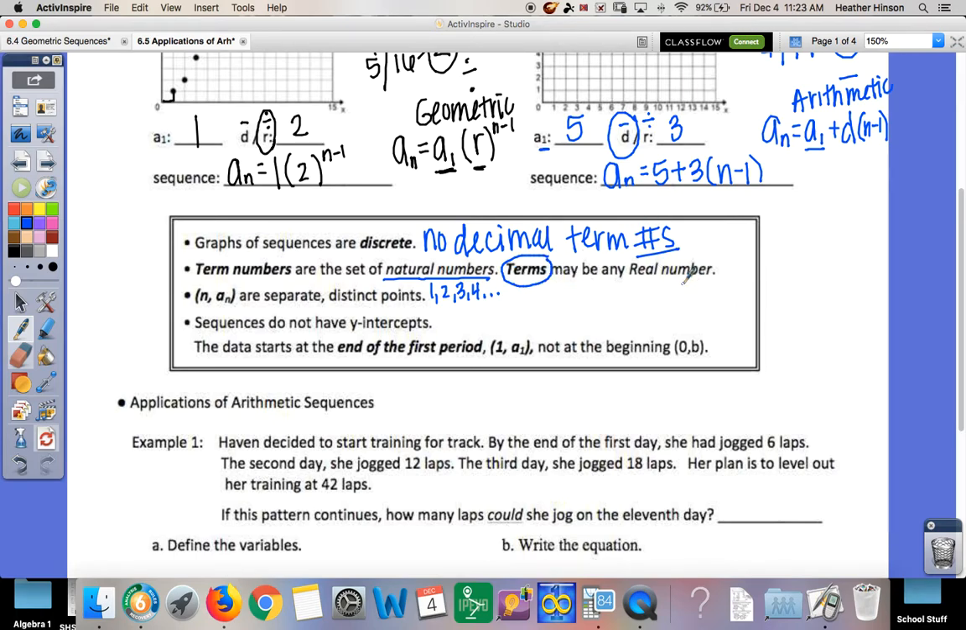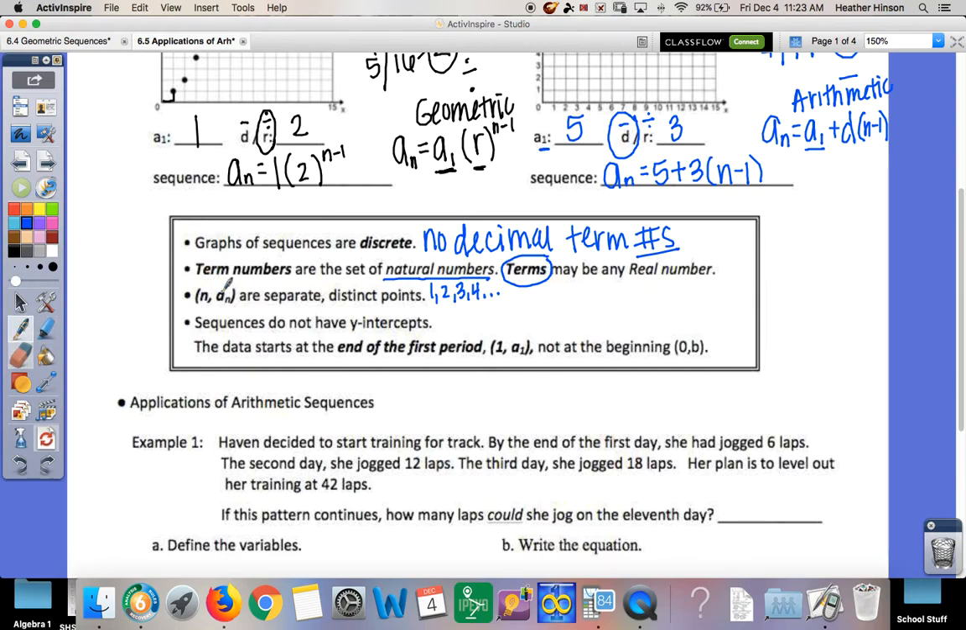Like if I decided to jog half a lap on the first day, it's going to be half a lap. Then the second day, if I did the same thing, I'm going to have a whole lap. Then the third day, I'll have 1.5 laps. But we're not going to do decimal days, just decimal laps. So your terms can be any real number.